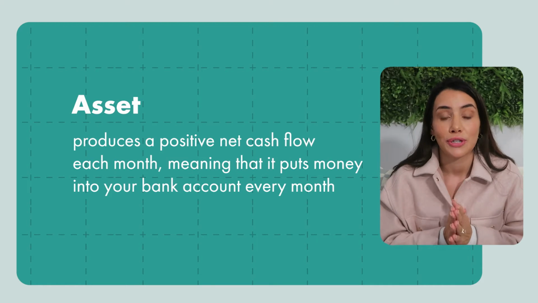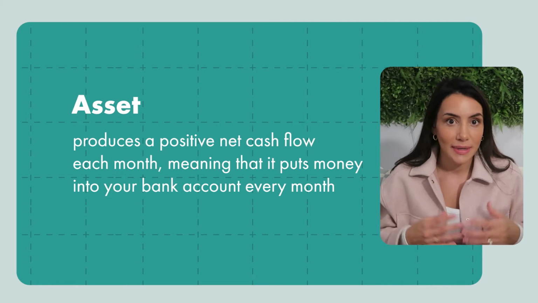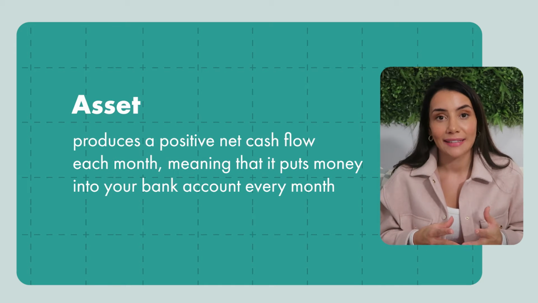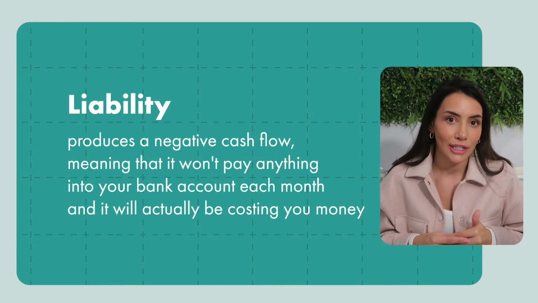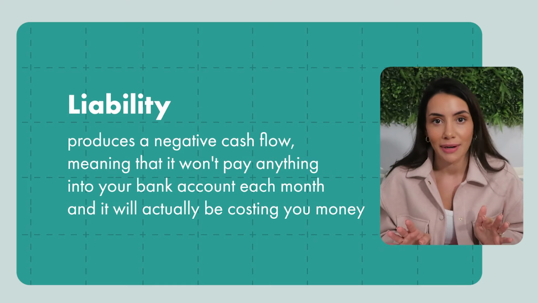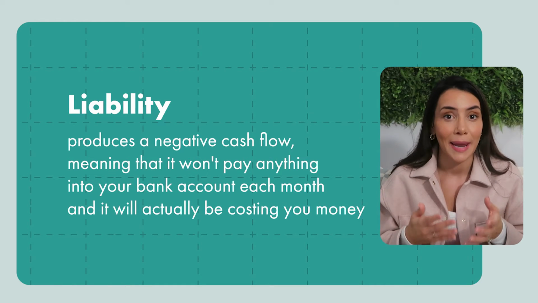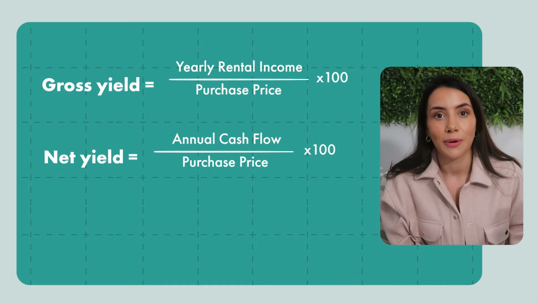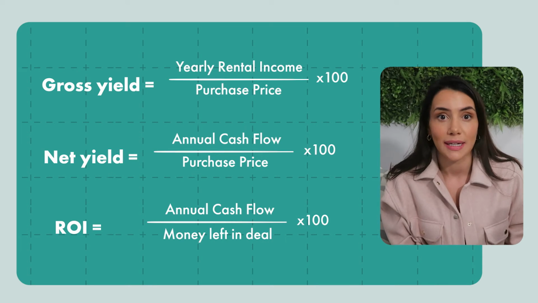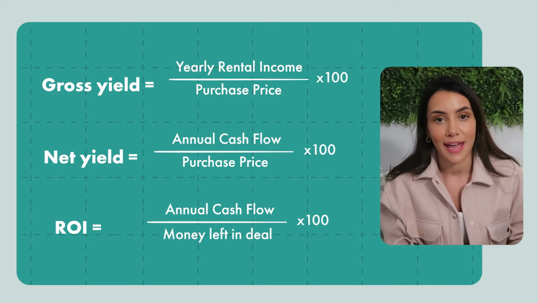If you're using this video to calculate the yield on a property that you already own, then these calculations will show you if your investment falls into one of two categories. It's either an asset or it's a liability. An asset is something that produces a positive cash flow each month, meaning that it puts money into your bank account. And a liability produces a negative cash flow, meaning that it won't be paying you any money into your bank account. It will actually be costing you money to run, even though you've got people living in it and paying you rent. The formulas are very simple and they can be used to assess any property, and I'll take you through them step by step in this video.